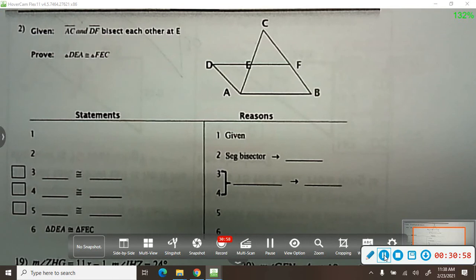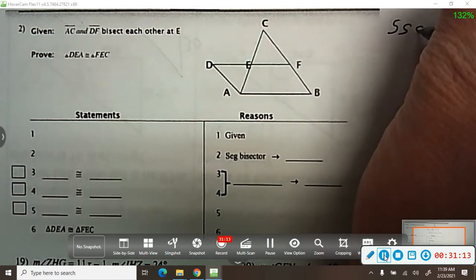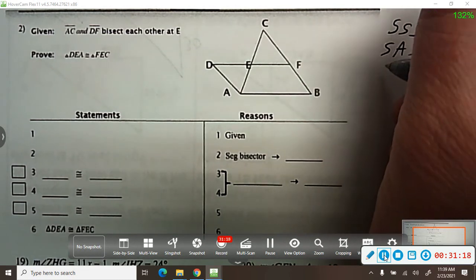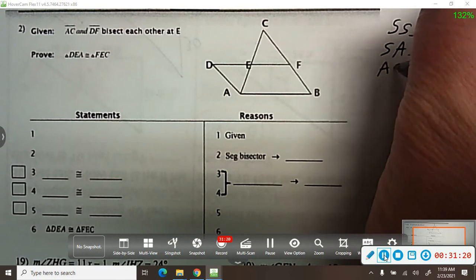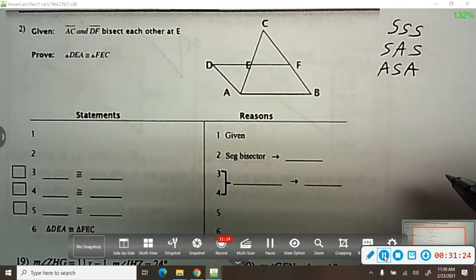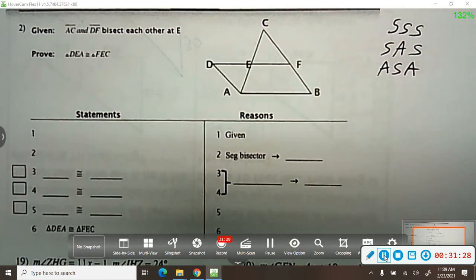Okay, you may also see a review problem. It's not going to be a proof, so I'm not going to do a proof with you. But you have to remember the different theorems that show congruency. So some of them are SSS, SAS, ASA, and then I know there's other ones, I can't think of them right now.